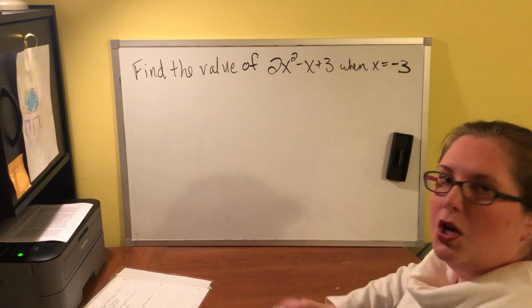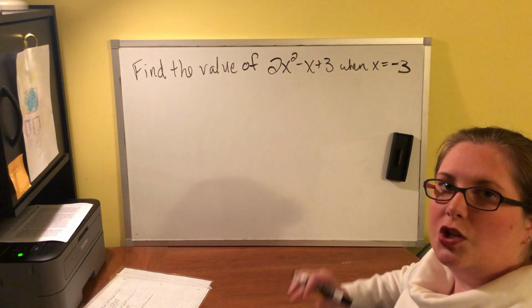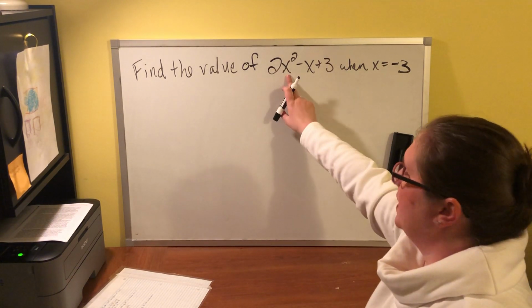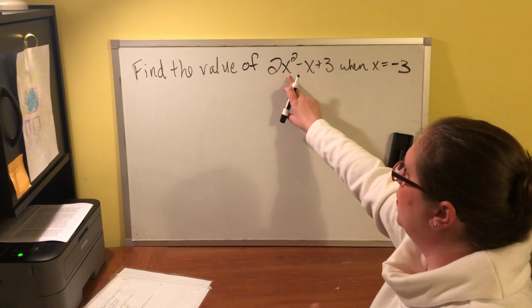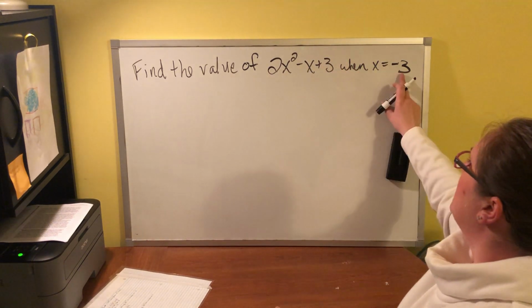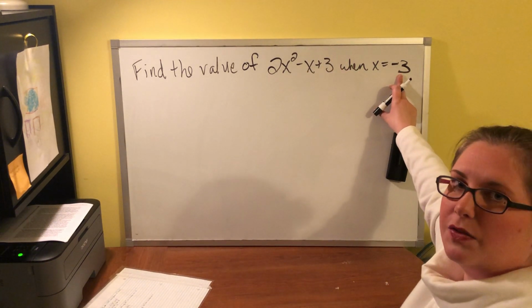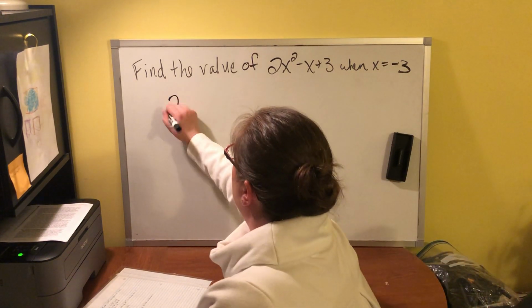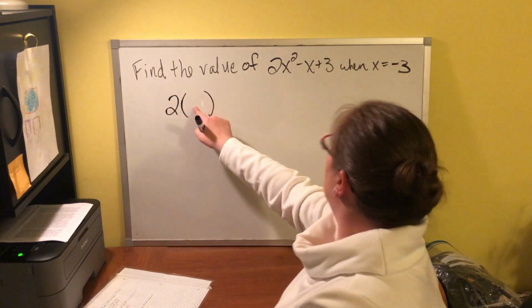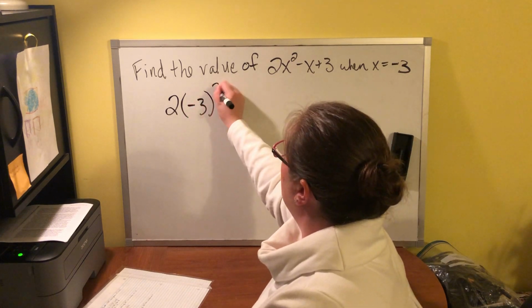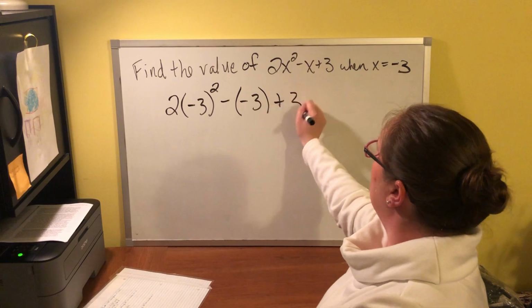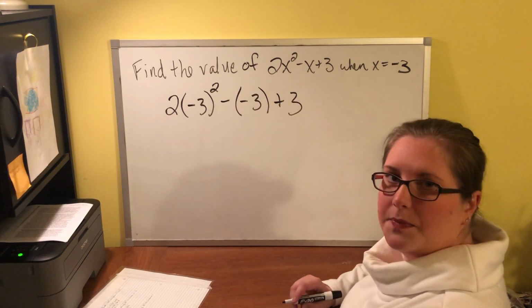So we have x's here. Remember, when we did this before, you needed to put in parentheses, not for the exponents, but for the variables, so that you can take into account the negative 3, right? Because that negative is included. So here we have 2 times, in parentheses, the negative 3 squared, minus, in parentheses, the negative 3, plus here we have our positive 3, okay?